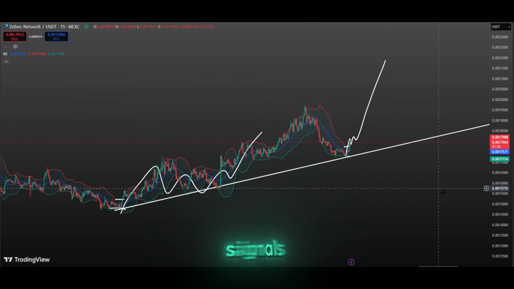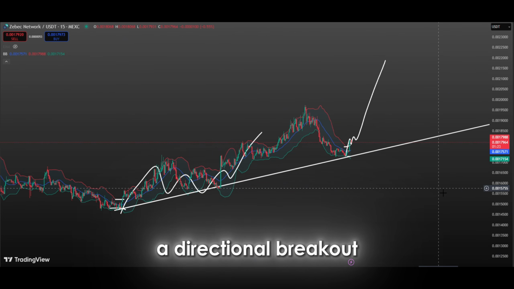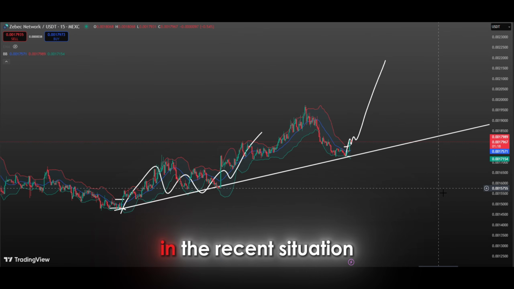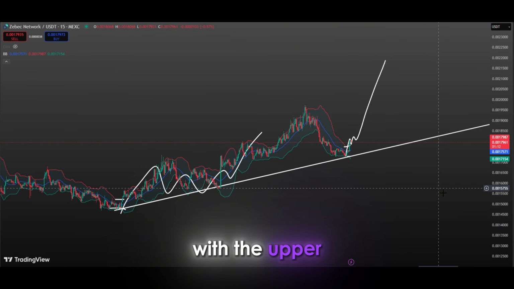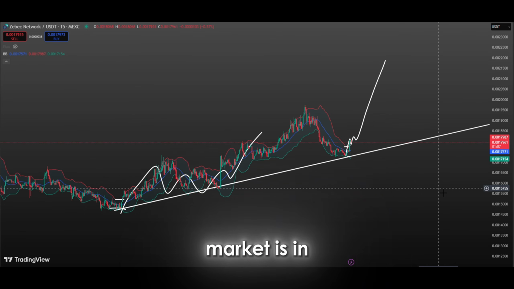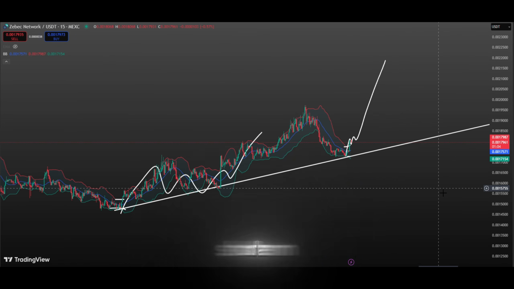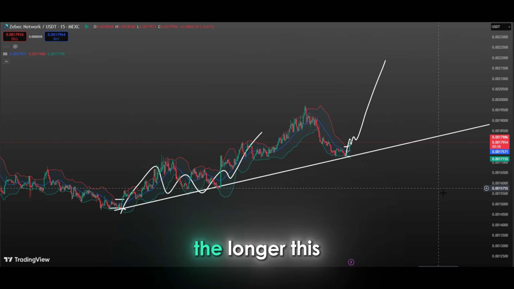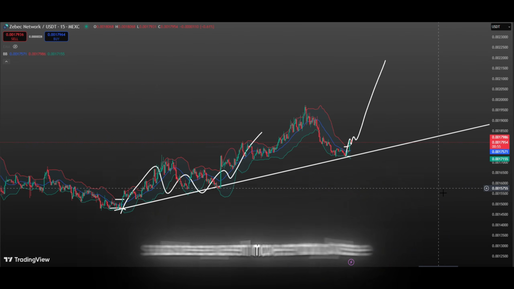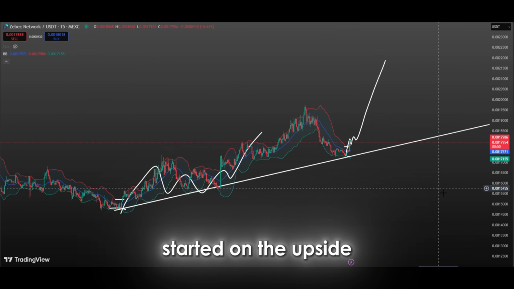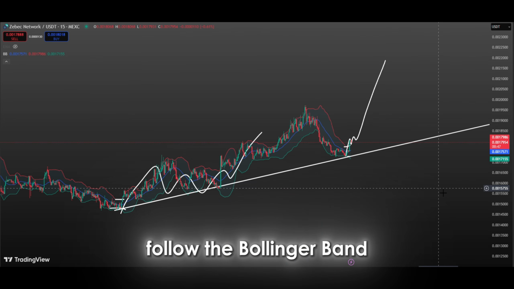A narrowing of the bands signals that the market will soon make a directional breakout. When this breakout is to the upside, it can be a harbinger of a strong uptrend. In the recent situation, the price has been going through a period of severe compression within the Bollinger Bands, with the upper and lower bands getting closer and closer to each other. Such band squeezes indicate that the market is in the decision phase. There is a short-term equilibrium between buyers and sellers, but this equilibrium cannot last for long. The longer this squeeze lasts, the harder and more decisive the subsequent move may be. And at the moment, it is a very positive development to see that this movement has started on the upside. To see the squeezes, we need to follow the Bollinger Band.